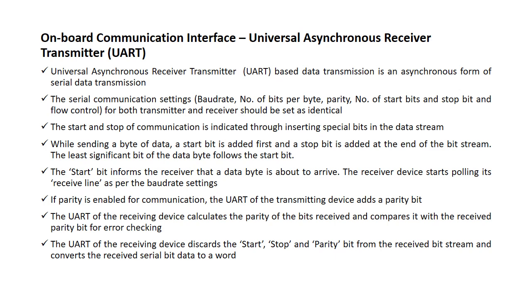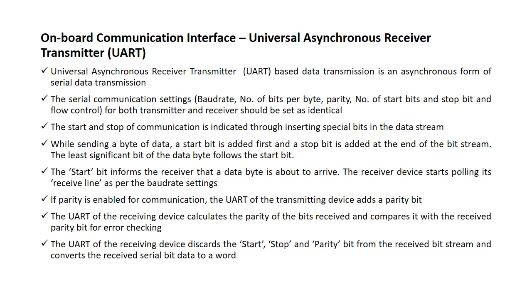The serial communication settings, that is baud rate, number of bits per byte, parity, number of start bits and stop bit, and flow control for both transmitter and receiver should be set as identical. The start and the stop of communication is indicated through inserting special bits in the data stream. While sending a byte of data by the transmitter, a start bit is added first and a stop bit is added at the end of the bit stream.